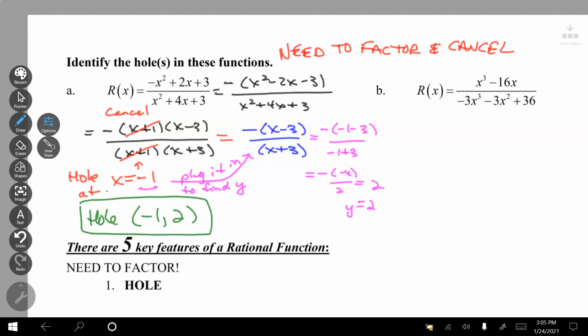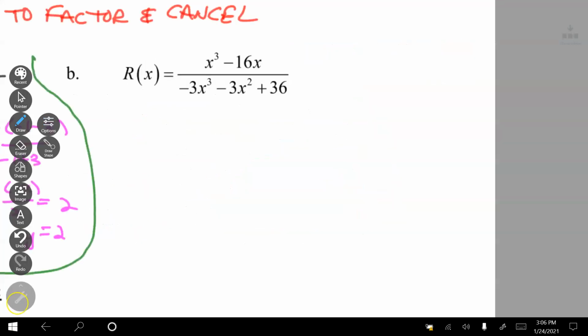X was negative 1 from the canceling and factoring. I plugged in what was left over, and I found out that y was equal to 2. I think this one's going to have a lot more factoring than the other one. So let's see what we get here.